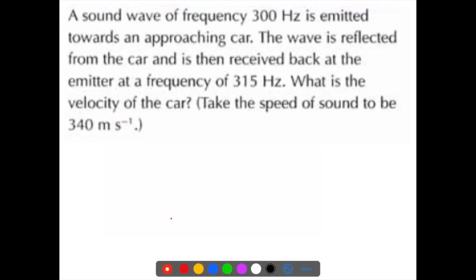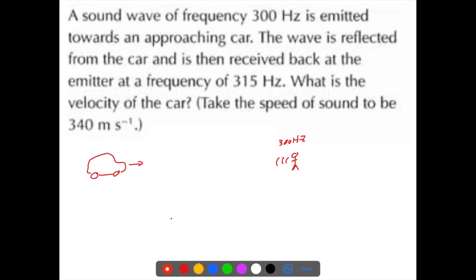Okay, so I'm going to draw a picture because pictures are usually helpful. We've got a car which is moving towards the person who is sending out a signal. The signal originally is 300 hertz. It's going to the car, being received, and then being sent back. So here's what we have to do. We actually have to split this up into 2 pieces.